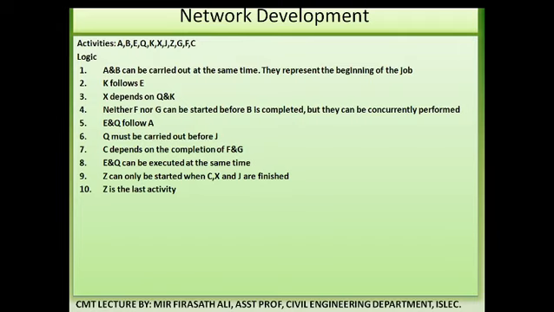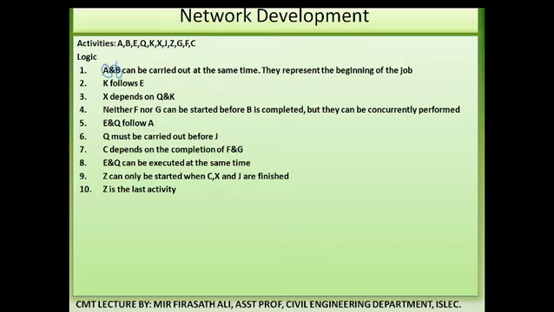What does it mean? Activity A as well as activity B can be carried out at the same time. These two activities are simultaneous activities. They represent the beginning of the job. So whatever logic diagram we draw will be starting from A and B.